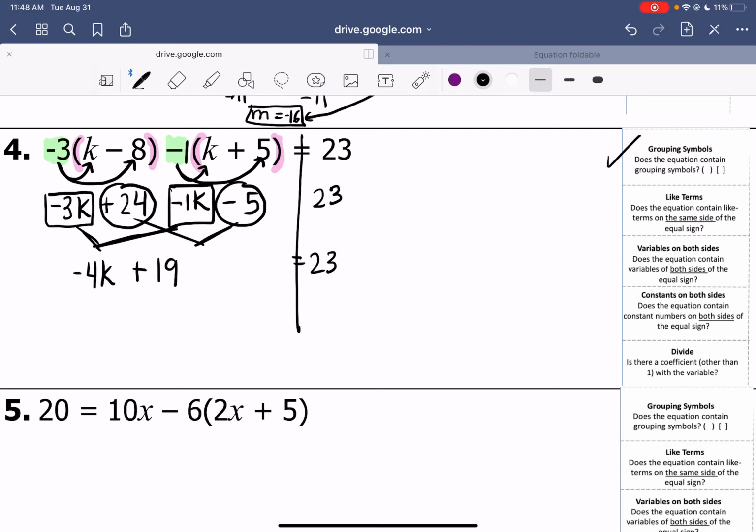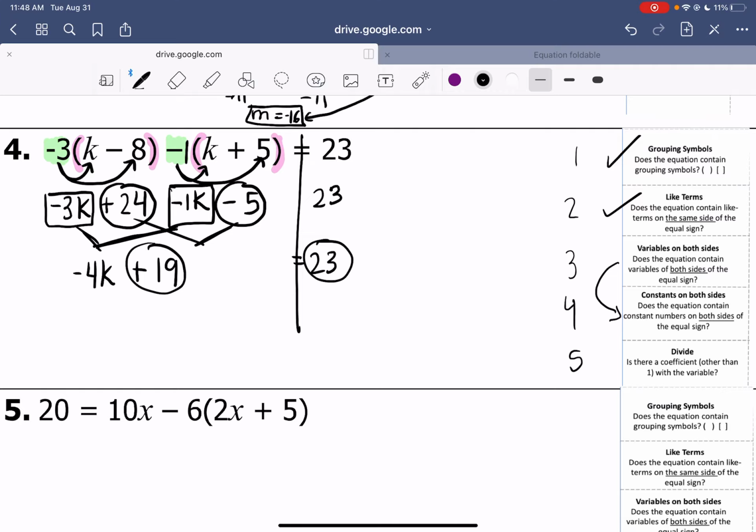And then from there, we combined our like terms. Our question is, does the equation contain variables on both sides? Well, there's only variables on the left, so let's go down to question 4. Does the equation contain constant numbers? I forgot to number these at the beginning, 3, 4. Question 4, does the equation contain constant numbers? Yes, it does. We have a 19 and we have a 23.